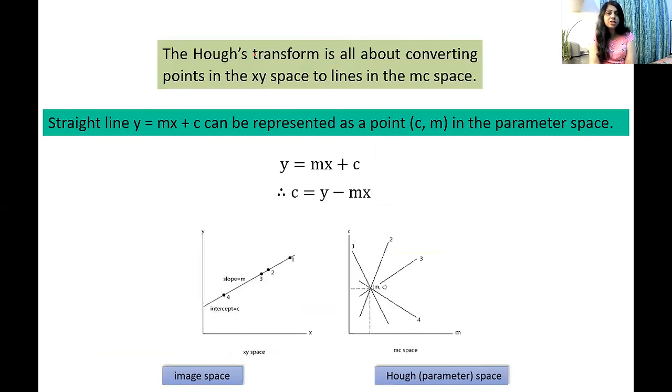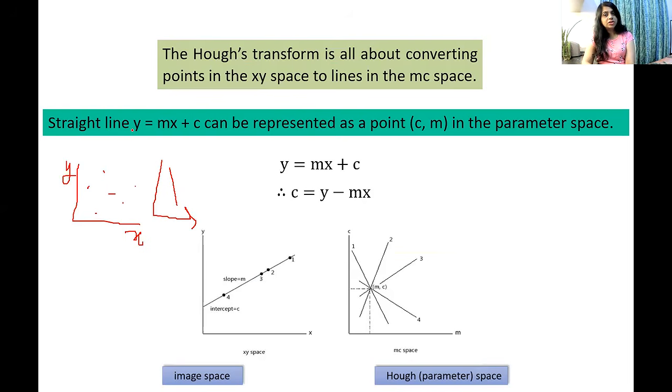Now the Hough transform is all about converting points in xy space to lines in mc space. So what is Hough transform? Suppose this is your xy space, that is x and y coordinates, and if you have multiple points in this, then in Hough transform, which is the parameter space, you will get a line for all points. That means converting points into lines is Hough transform.